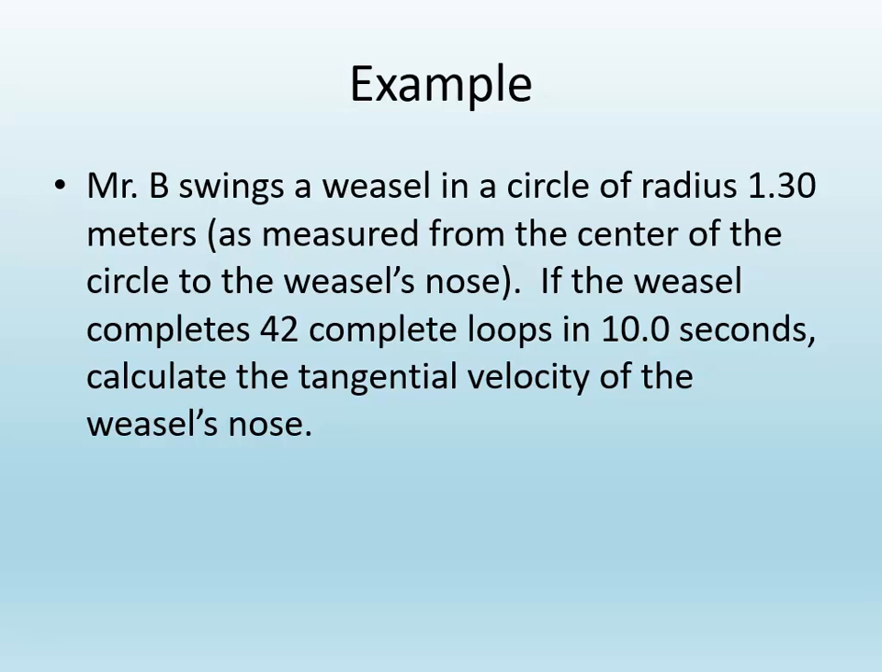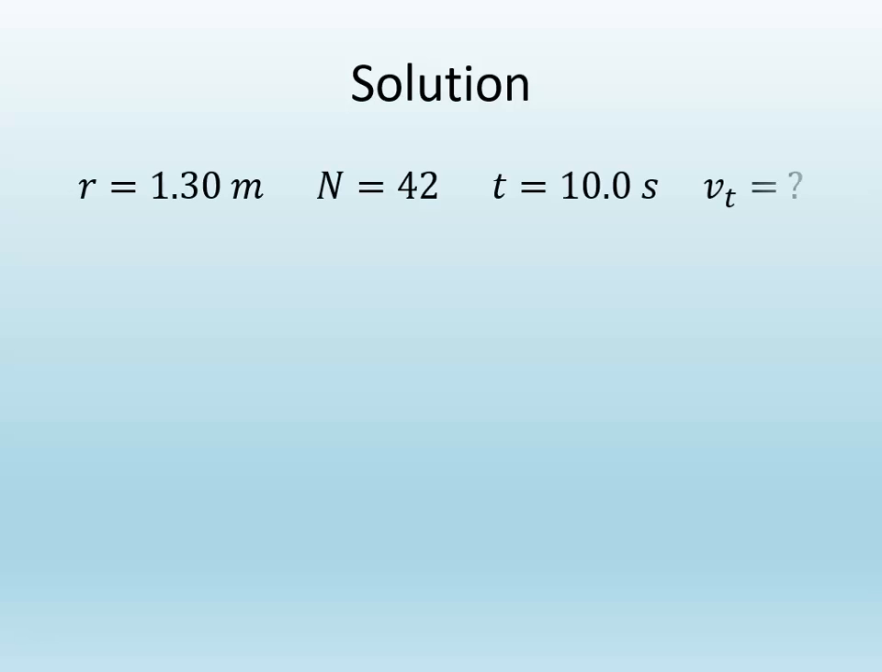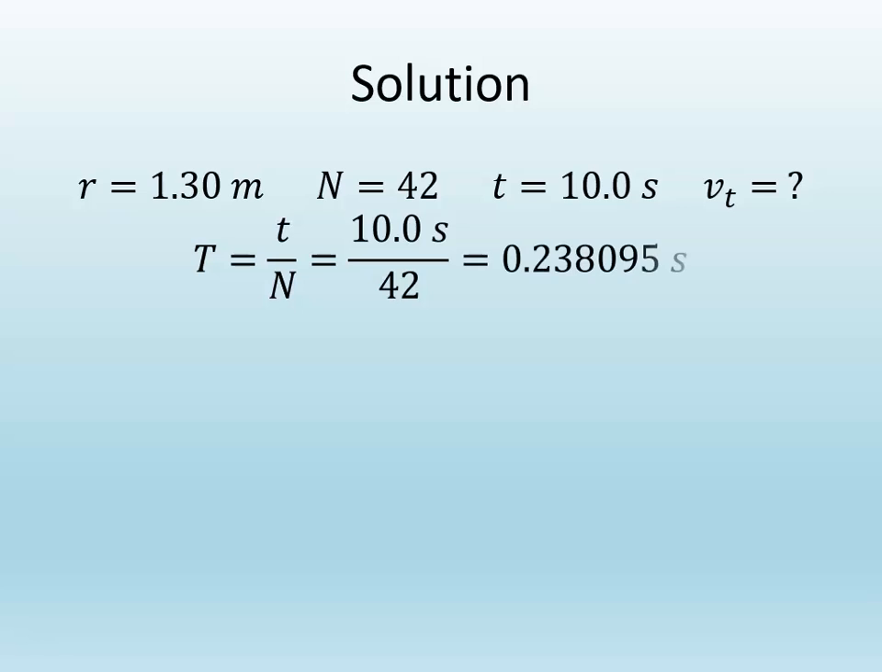So, let's look at an example. Mr. B, hey, that's me, swings a weasel in a circle of radius 1.3 meters. If the weasel completes 42 complete loops in 10.0 seconds, calculate the tangential velocity of the weasel's nose. In fact, I believe I took this exact example from a class one time. So, 42 loops in 10 seconds in a radius of 1.3 meters. So let's see how that works.